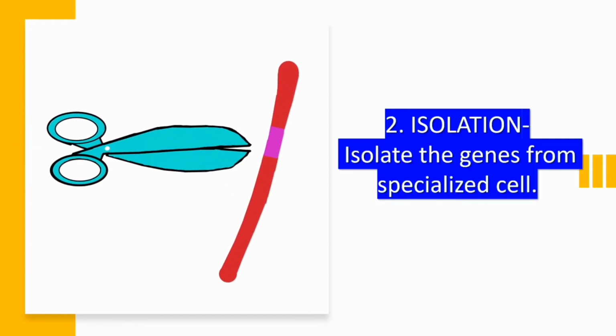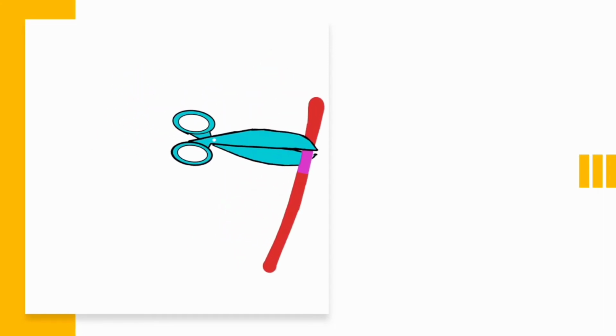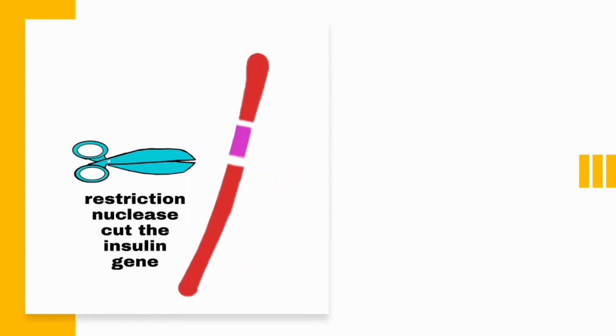The second step is isolation. Isolate the genes from the specialized cell. The gene carrying insulin was isolated from the beta cell. Isolation of the gene is done through the help of an enzyme that cuts the gene.